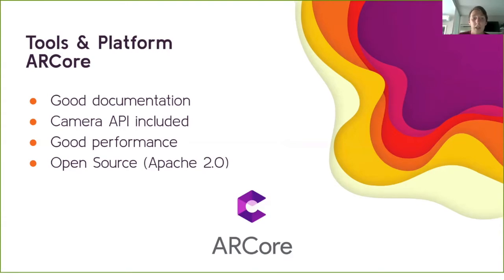The camera API is included. If you ever worked with Android development, you should know that getting images from the camera is sometimes quite complicated. The performance from ARCore is really, really good. Detecting faces works very well, and tracking faces works very well as well. What I like especially about ARCore is the open source Apache license, so you can basically build on top of this SDK.